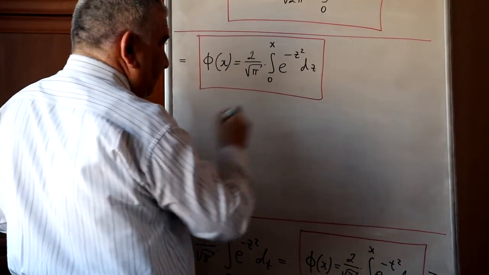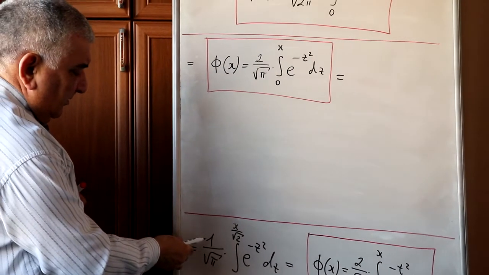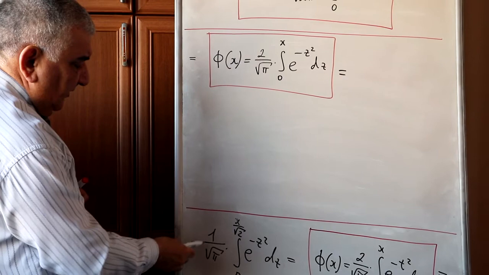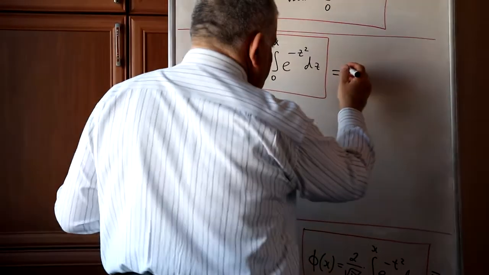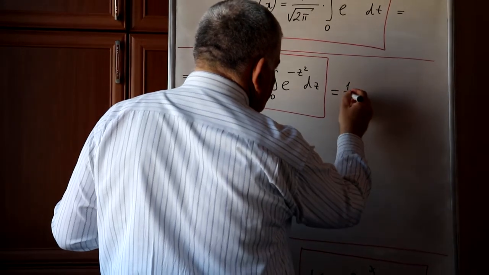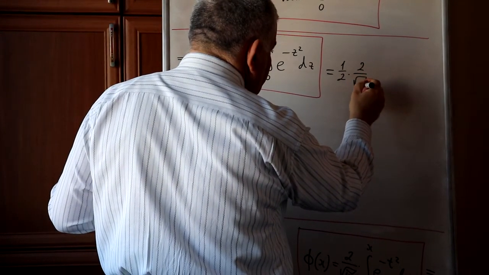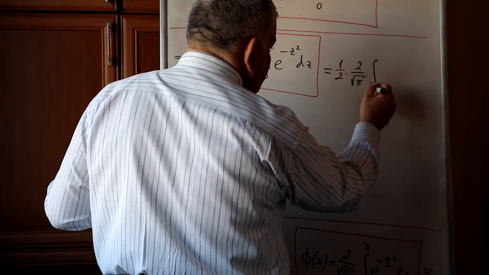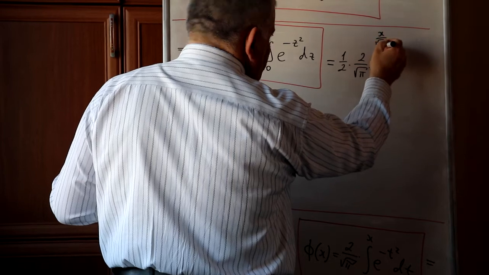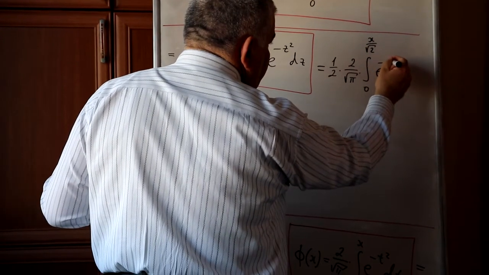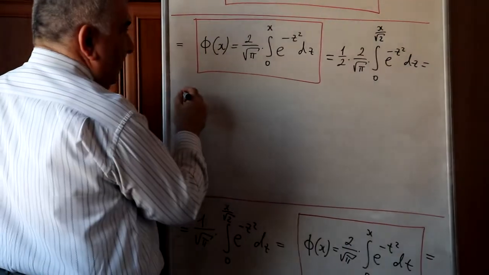Continue. Here multiply and divide the coefficient by 2. Then we can write 1/2, multiply by 2 over square root of pi, multiply integral from 0 to x over square root of 2 of e to the minus z squared dz equals, continue.